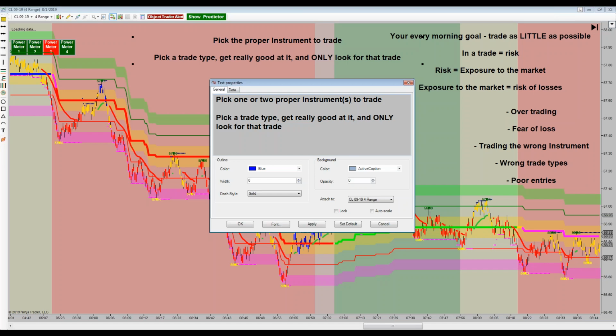You really should just have 1 or 2 charts up. It doesn't matter what they are. It could be crude and gold. It could be the Russell and crude. It could be NASDAQ and YM. It doesn't matter what they are. But you have to pick something.